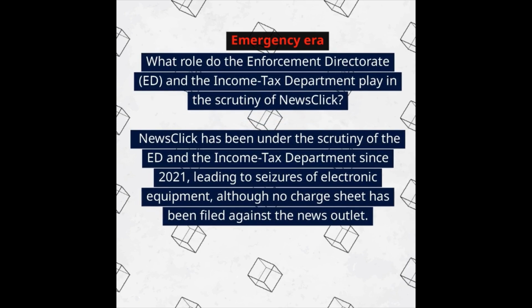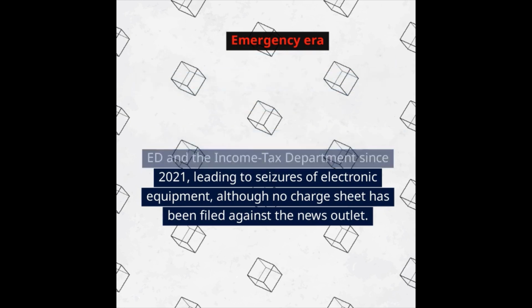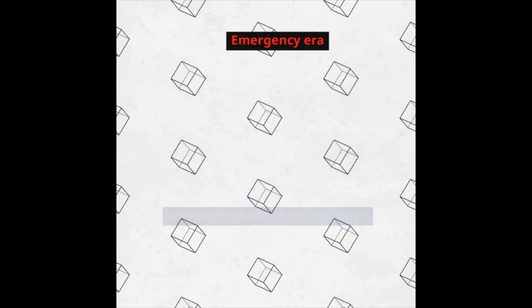What role do the Enforcement Directorate, ED, and the Income Tax Department play in the scrutiny of NewsClick? NewsClick has been under the scrutiny of the ED and the Income Tax Department since 2021, leading to seizures of electronic equipment, although no charge sheet has been filed against the news outlet.